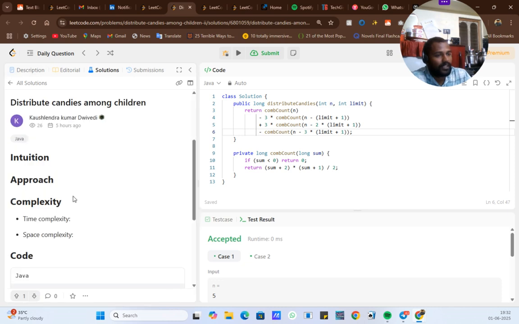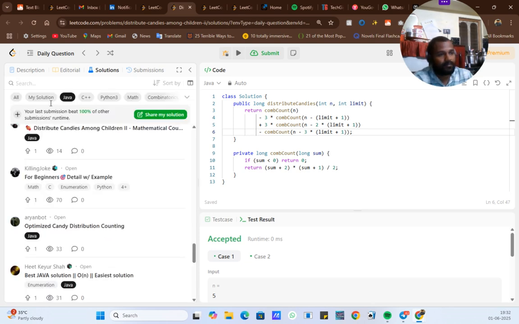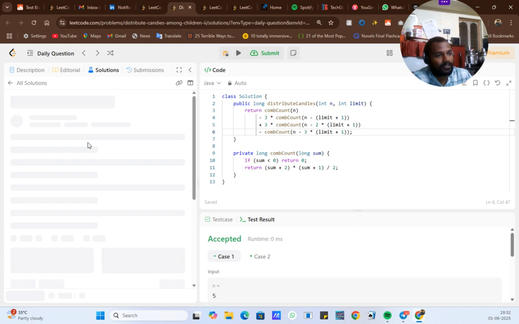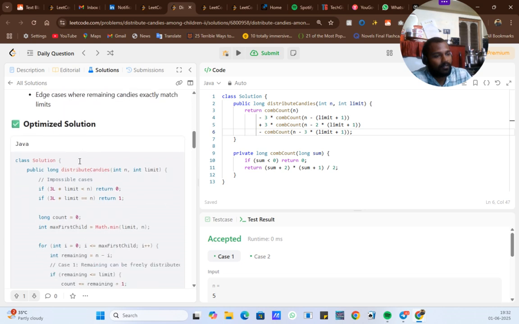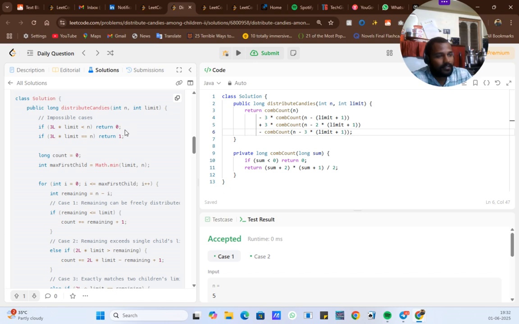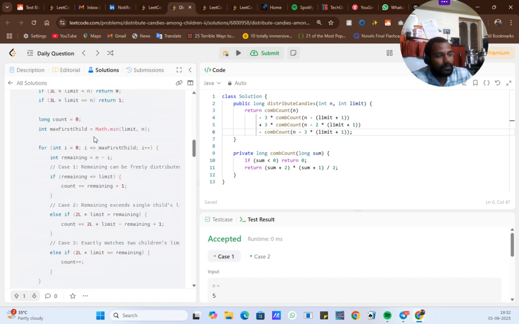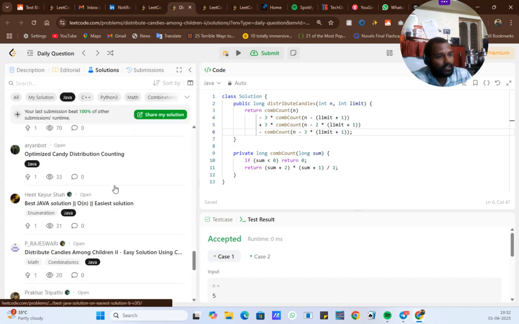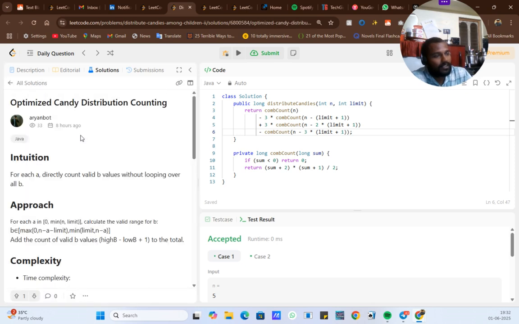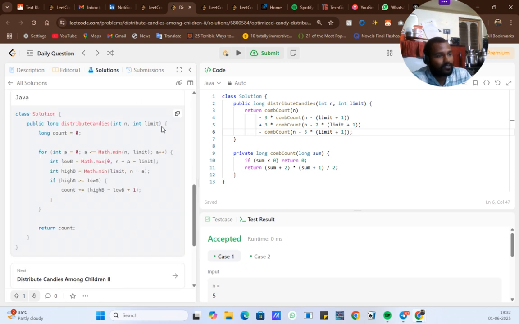In DSA, any problem we can solve with any approach. There is no rule that we can solve it with this approach only. Suppose I have a question, I can tell you I can solve it with two pointers and sliding window. We can solve this problem with recursion also. We can solve with DP also, and we can solve using hash maps. We can implement any kind of data structure to solve the problem.